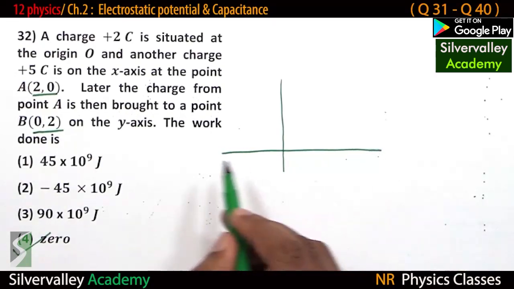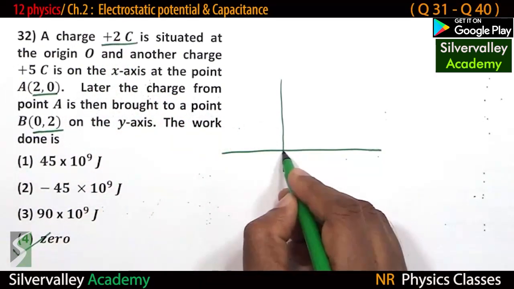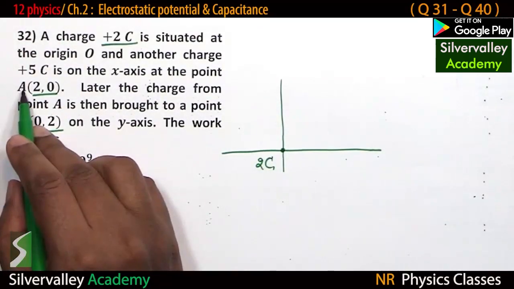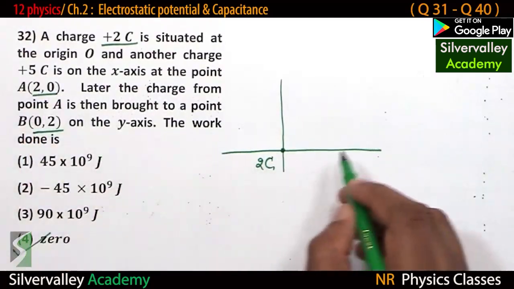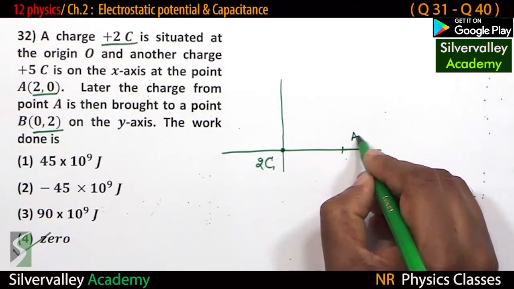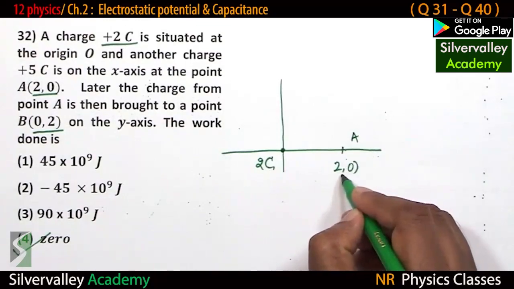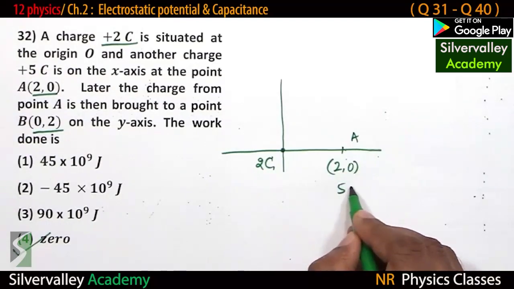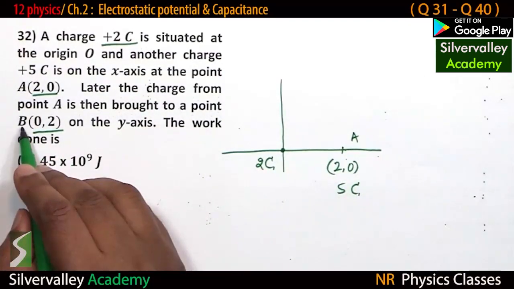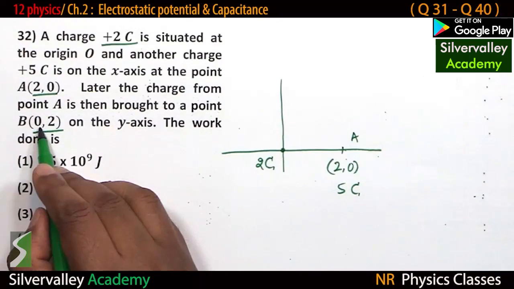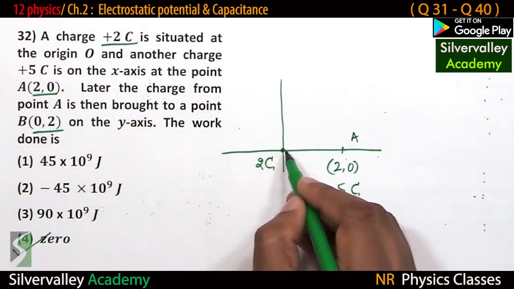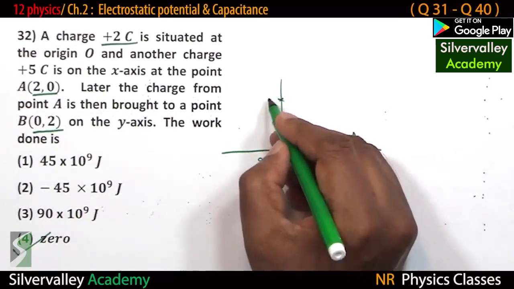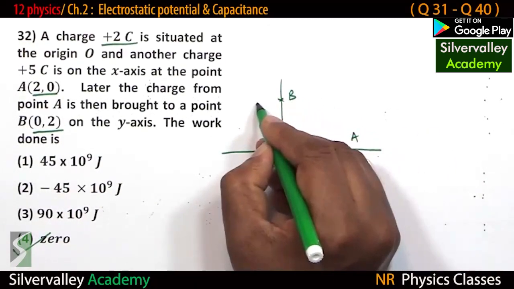Observe, there is a charge 2 coulomb at the origin. Okay. A is on the x-axis. This is A, (2, 0), where 5 coulomb of charge is placed. So 5 coulomb is placed. B is another point on the y-axis at (0, 2). (0, 2) means here. This distance is equal to this distance. So this is B, (0, 2).